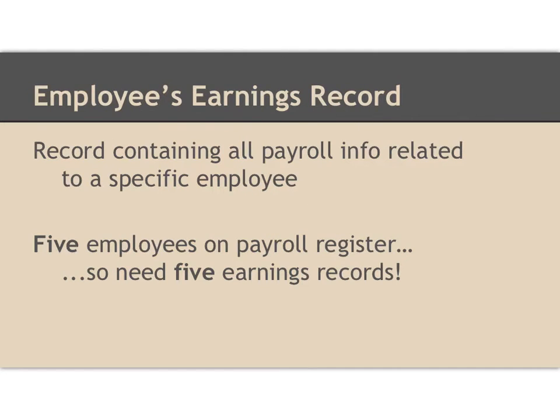We also have, as part of the payroll records, what's called an employee's earnings record. Instead of summarizing every employee's information for one pay period, it covers all the payroll information on one paper for one employee in particular. In the case of Roadrunner, there are 5 employees on the payroll register, so we would need 5 earnings records. We would need one for Amy, one for James, one for Emily, one for Alicia, and one for Garrow. Those are the 5 employees that we saw on the payroll register.